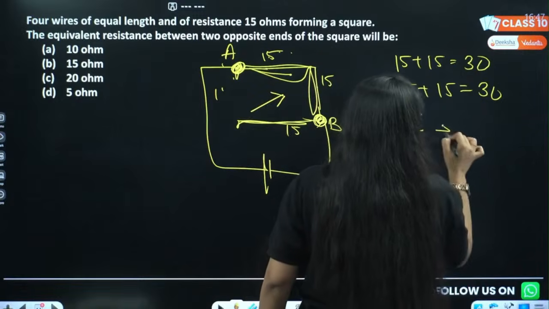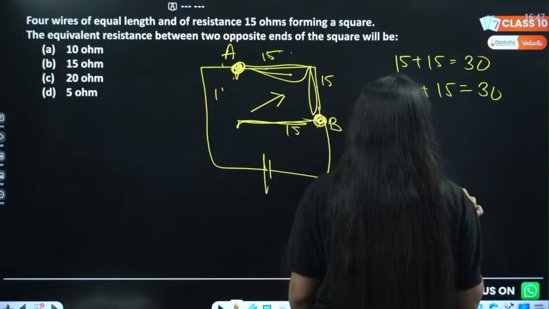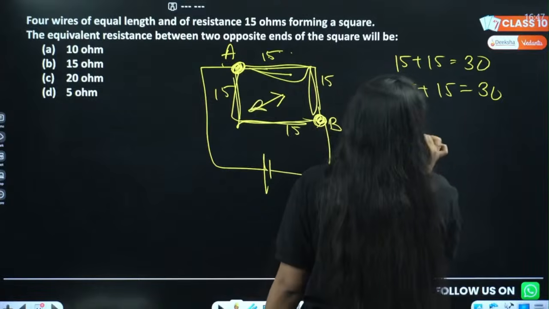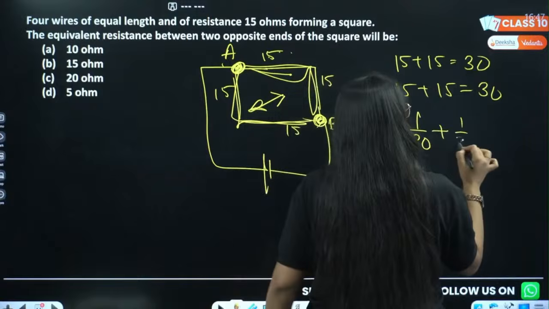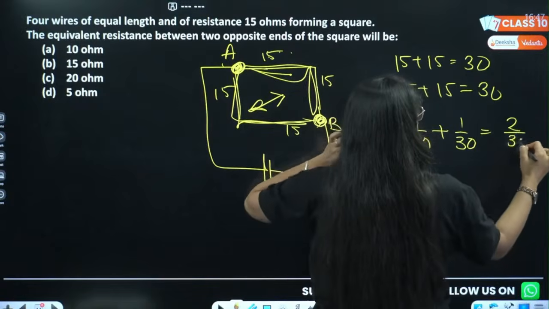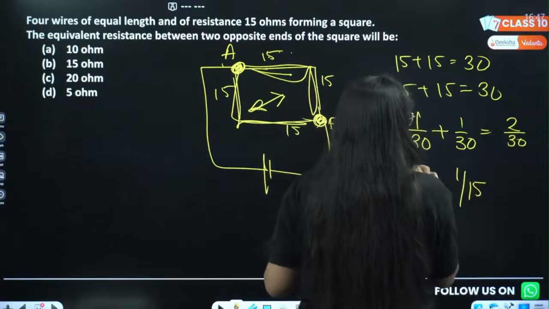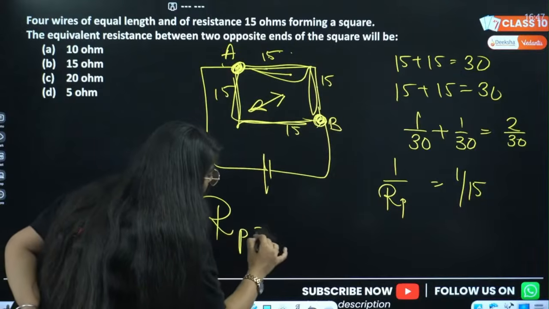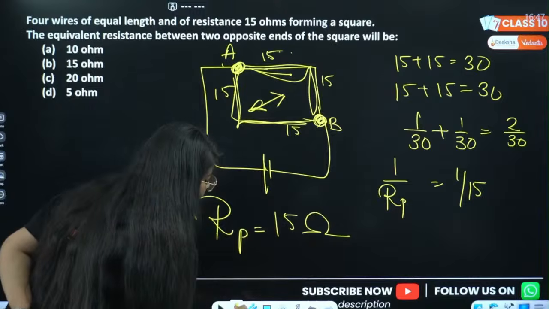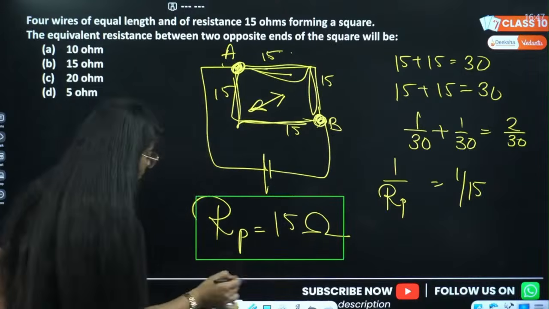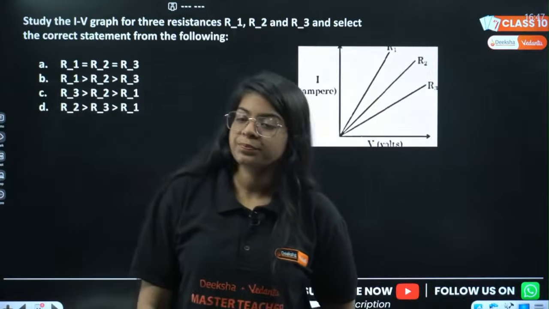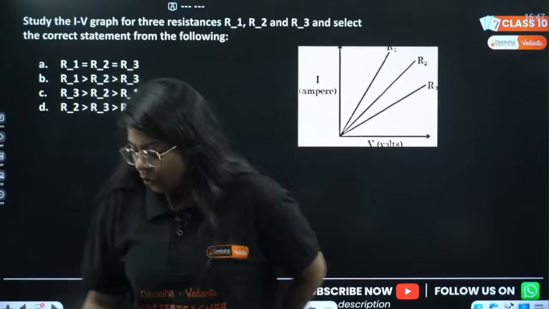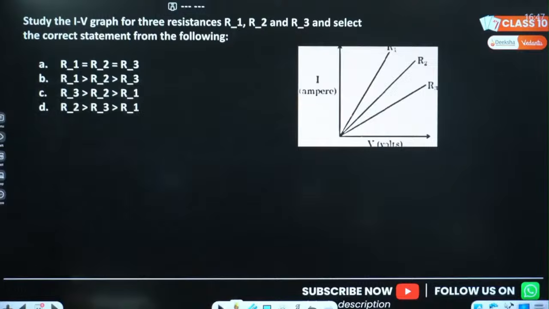So this will be 1 by 30 plus 1 by 30 equals 2 by 30 equals 1 by 15. That is 1 by Rp. So Rp will be 15 ohm. Very good. All of you got the answer as 15 ohm. Yes, correct.